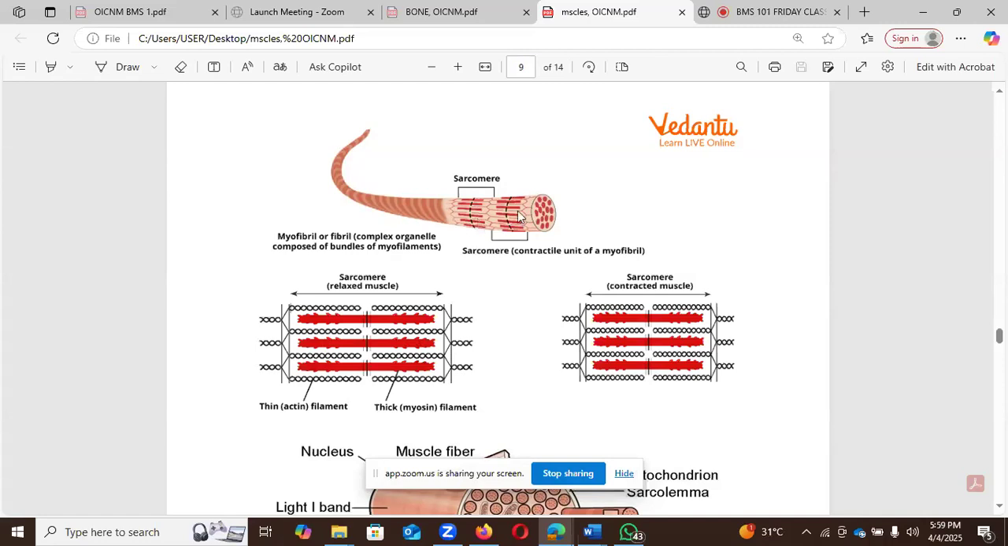This is one muscle fiber. One muscle fiber is a myofibril. Then the functional unit of the myofibril is the sarcomere. And in the sarcomere you have the thin actin filament and the thick myosin filament, the thick and the thin filament.